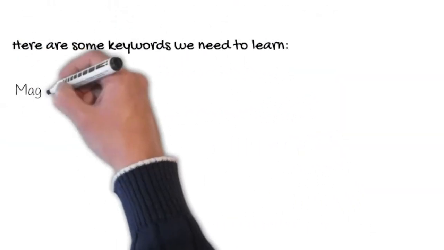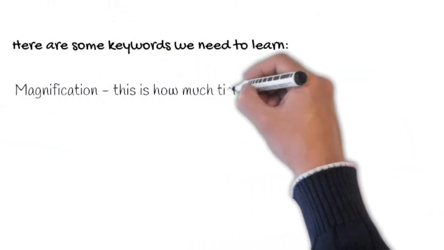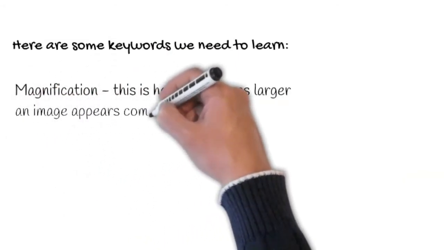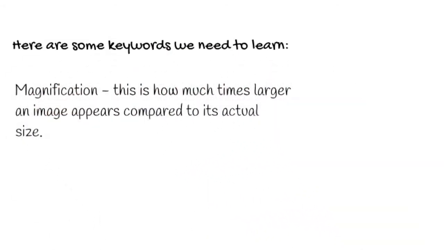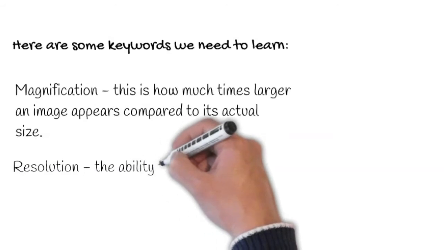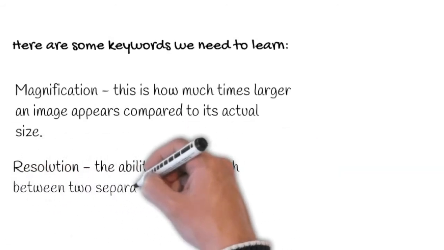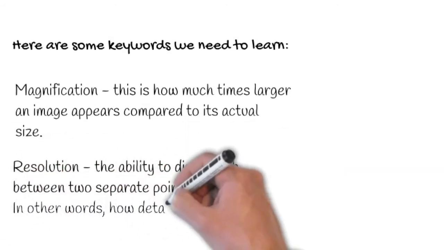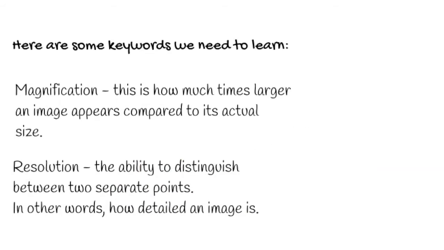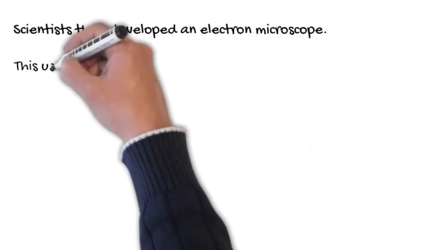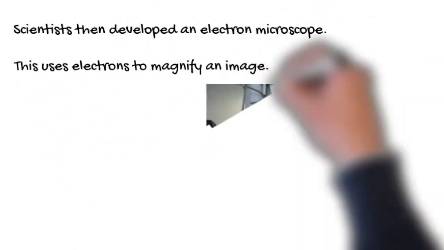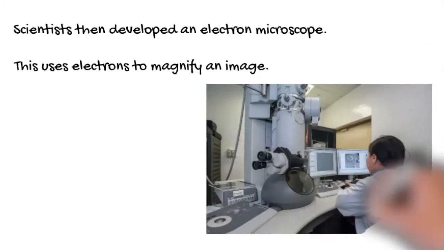Here are some keywords we need to learn. Magnification is the amount of times larger an image appears compared to its actual size, whereas resolution is the ability to distinguish between two separate points. In other words, how detailed an image is. Scientists then developed an electron microscope, which uses electrons to magnify an image.